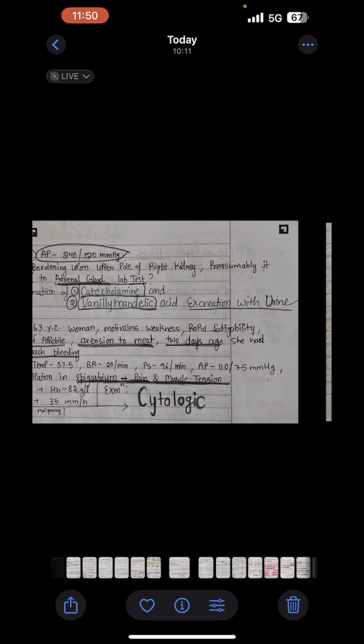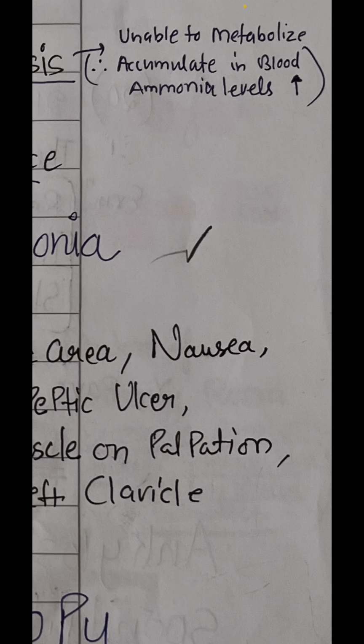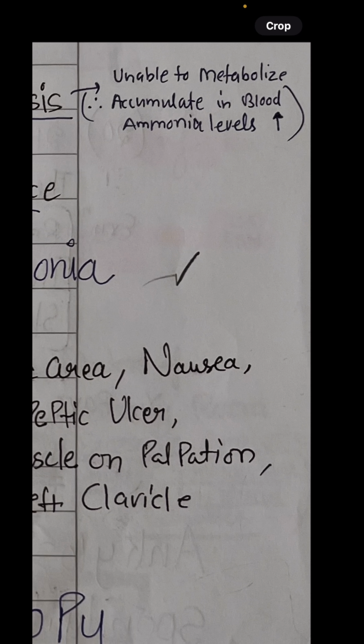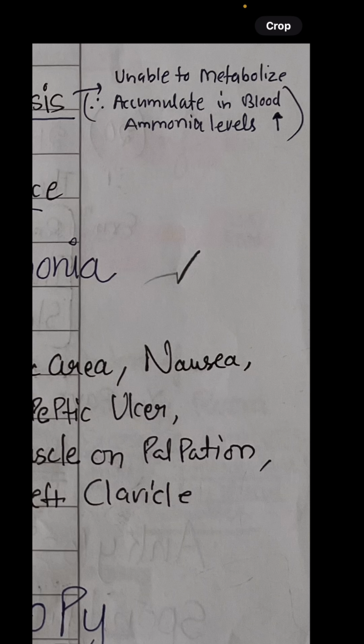So there is a 42-year-old woman having micronodular cryptogenic cirrhosis. Due to this cirrhosis, what happens is she is unable to metabolize. Therefore, there will be an accumulation of ammonia, not just in the brain, but the serum ammonia deposits everywhere in the body. So let's see the question.